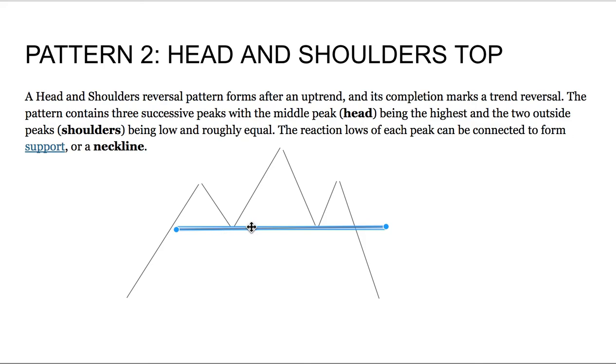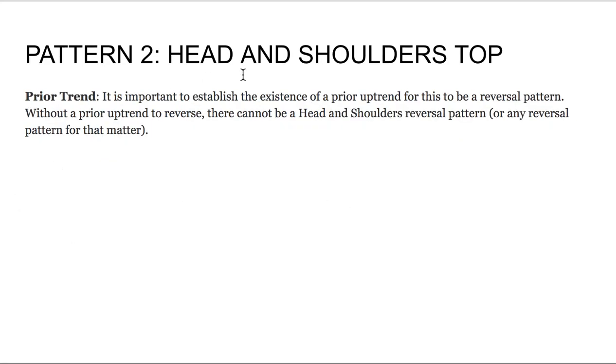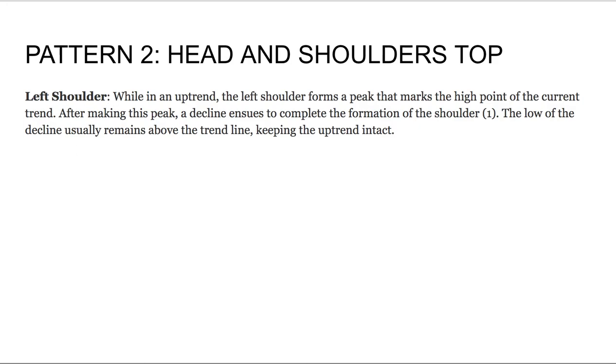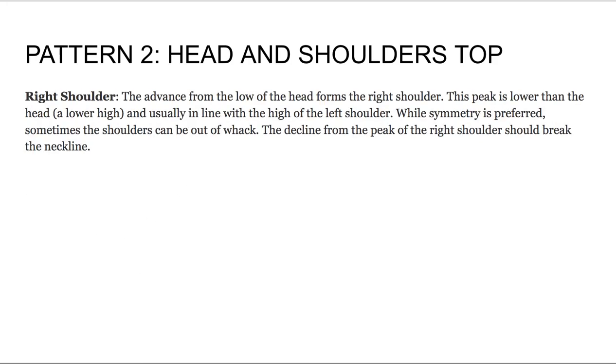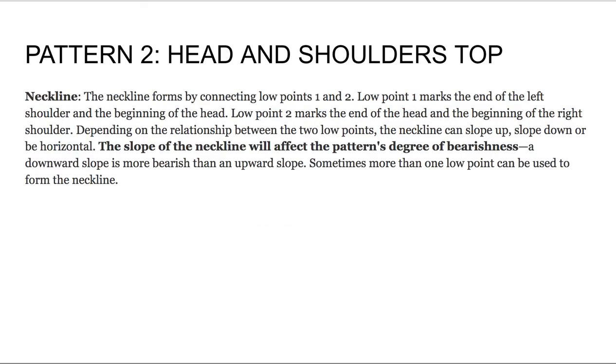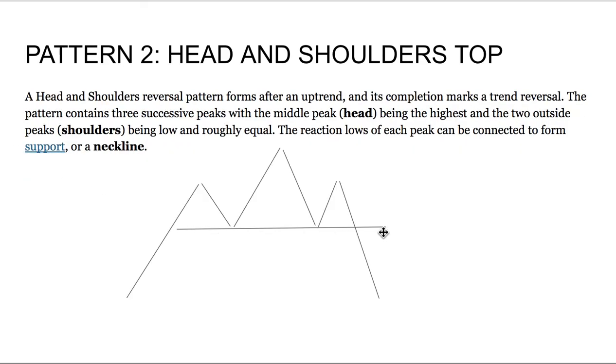Once it breaks, everybody who was trying to buy the bounce over here, and over here, is really getting flushed out. So you have the head, you have the two shoulders, and this is the neck. Once again, for a head and shoulders top, there has to be a prior trend. You also need the left shoulder that we discussed, a right shoulder, and a neckline. So this is the neckline: left shoulder, head, right shoulder, and the neckline.